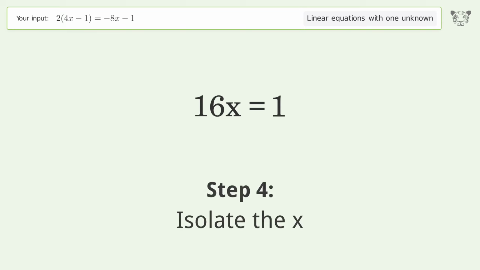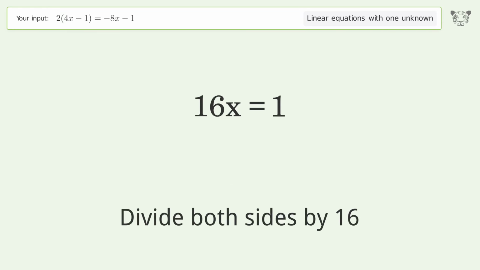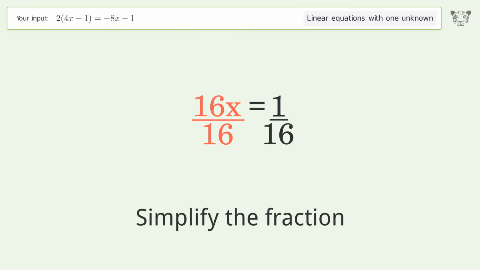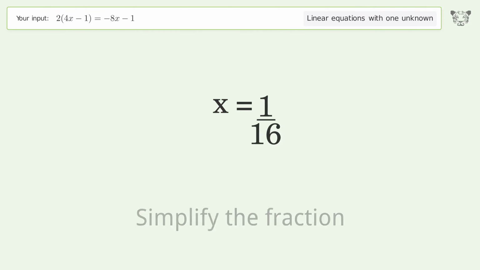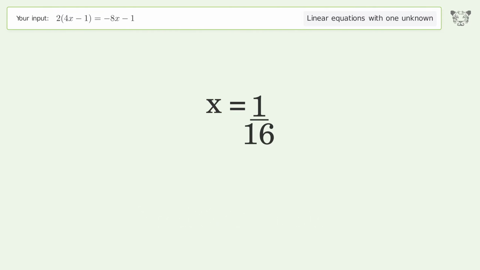Isolate the x. Divide both sides by 16. Simplify the fraction. And so the final result is x equals 1 over 16.